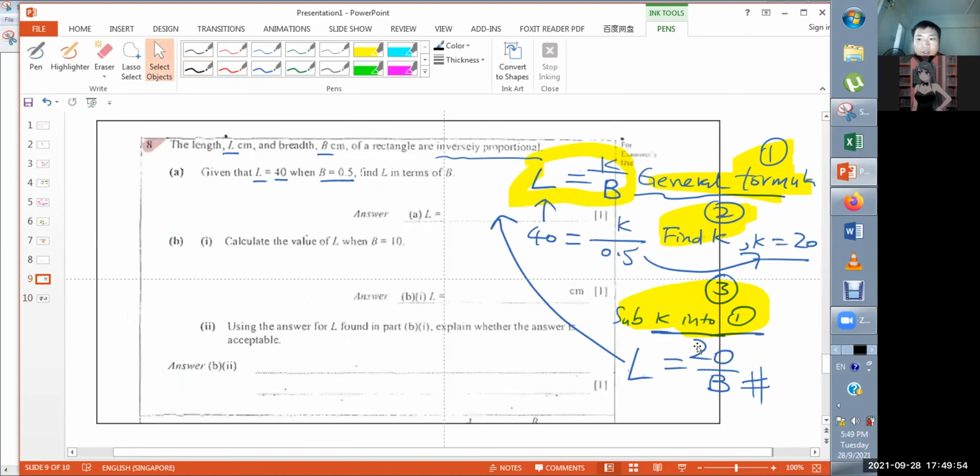Over here, that's why I say L equals to 20 over B is the answer here. Now they ask, calculate the value of L when B equals to 10. Okay, fine. You already have L equals to 20 over B, right? So now they say B equals to 10. So what's your L?